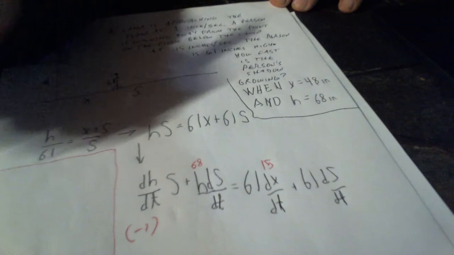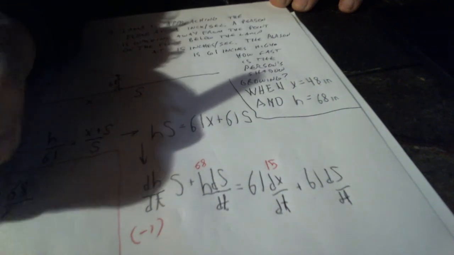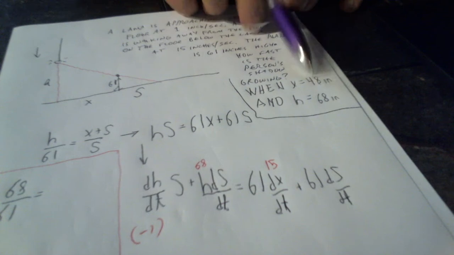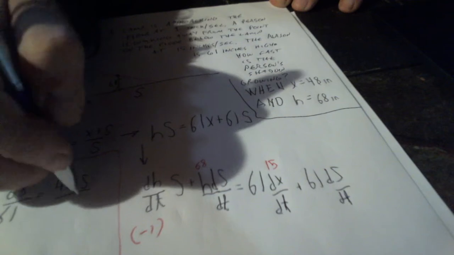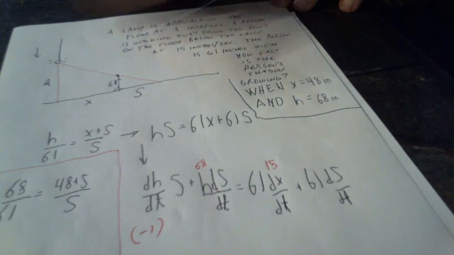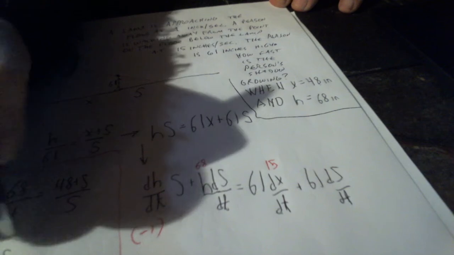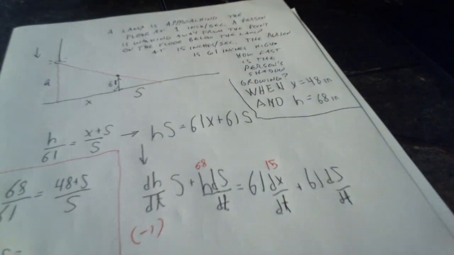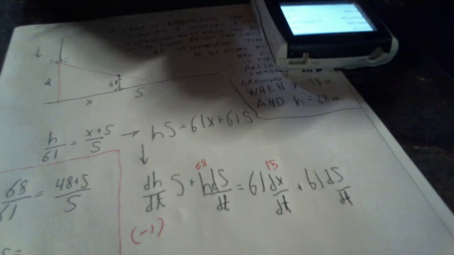So I'm going to make a little barrier here, and I'm going to use this same formula at the fixed moment. Now at the fixed moment, h is 68. So I've got 68 over 61, and that's equal to x is 48 plus s over s. Cross multiply. I could have used the cross multiply formula. That would have been smarter. So I've got 68s is equal to 61 times 48. I should have run that ahead of time. 61 times 48 is 2928.